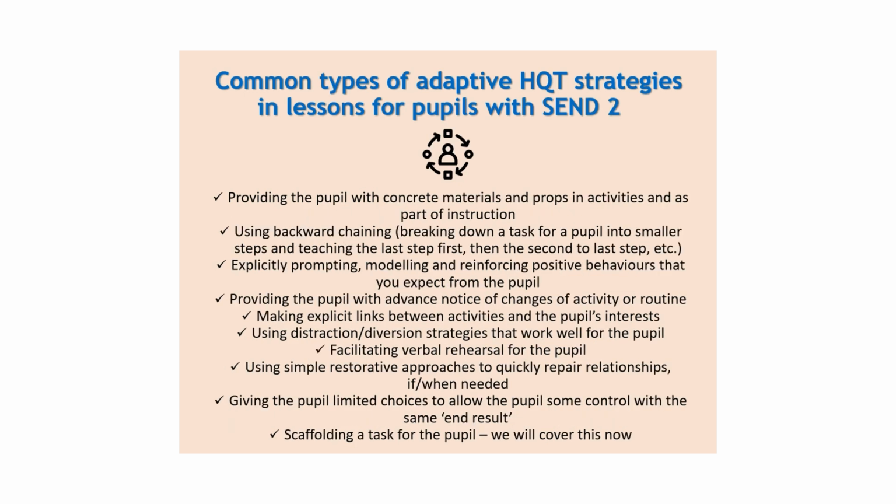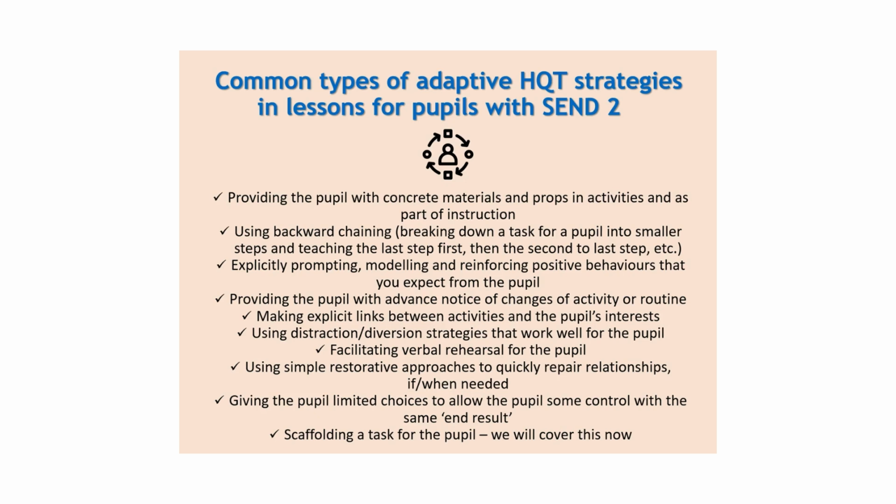Common types of adaptive, high-quality teaching strategies in lessons for pupils with SEND. 2. Providing the pupil with concrete materials and props in activities and as part of instruction. Using backward chaining, if this is breaking down a task for a pupil into smaller steps and teaching the last step first, then the second to last step, etc. Explicitly prompting, modelling and reinforcing positive behaviours that you expect from the pupil. Providing the pupil with advance notice of changes of activity or routine.